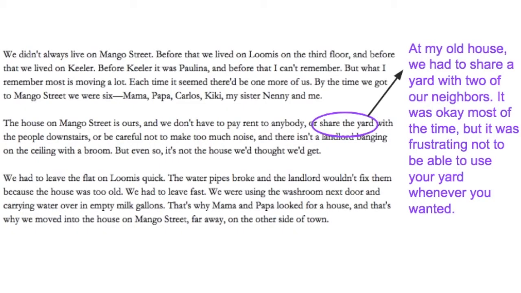So for instance, at this one, here's their annotation. It says they're making a connection, a personal connection about a house and a yard. It says, at my old house, we had to share a yard with 2 of our neighbors. It was okay most of the time, but it was frustrating not to be able to use your yard whenever you wanted. So they're making a personal connection. This helps them understand and empathize with the author in this one.